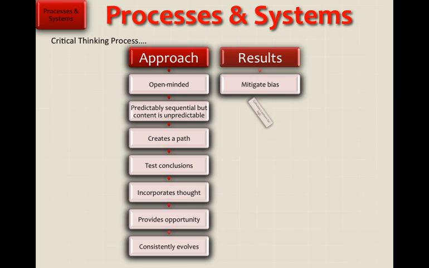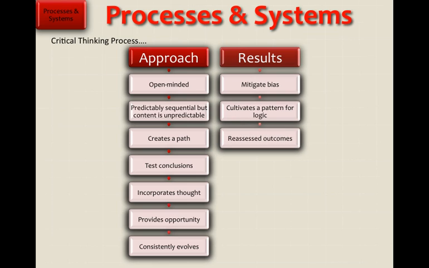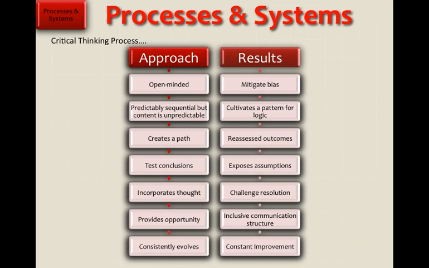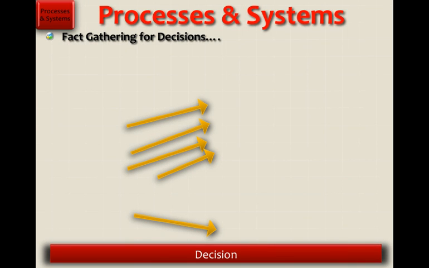We mitigate bias. We cultivate this pattern of logic, which is extremely important. We reassess the outcomes over and over if necessary. We expose any assumptions that are made, and we challenge resolutions in a way that really makes it inclusive in our communication and how we structure that communication with those in the organization. We're constantly looking for improvement as a result in our critical thinking process.